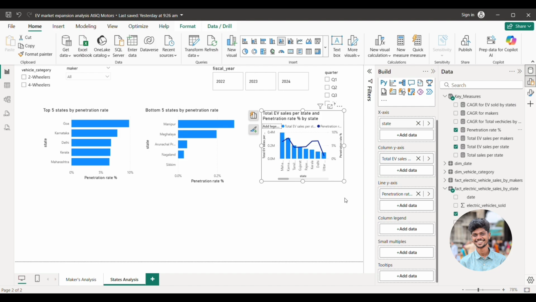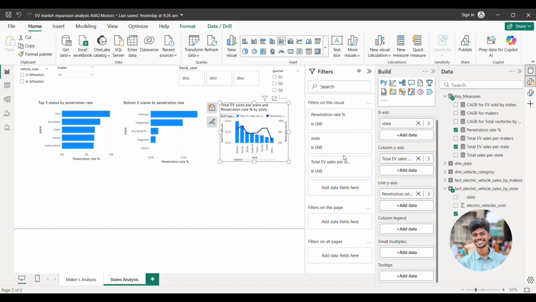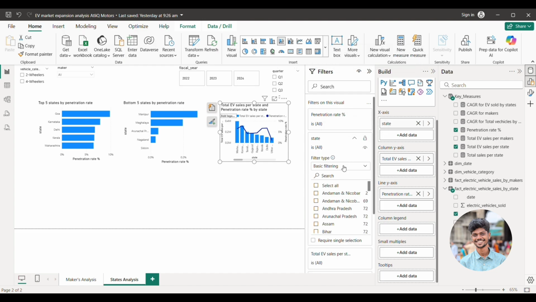And now we have got all the states, but we only need Karnataka and Delhi. So click the visual, go to filter, click state, and search for Karnataka and select it, and next Delhi.